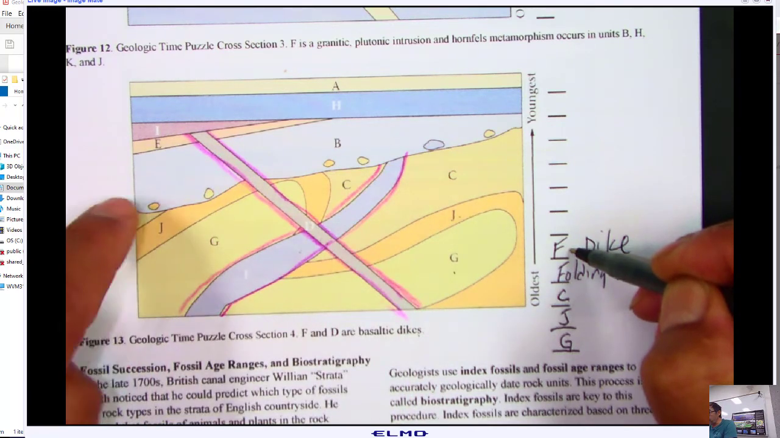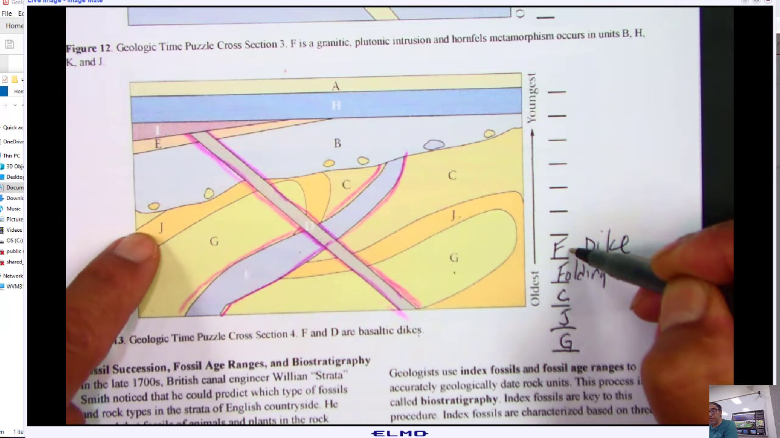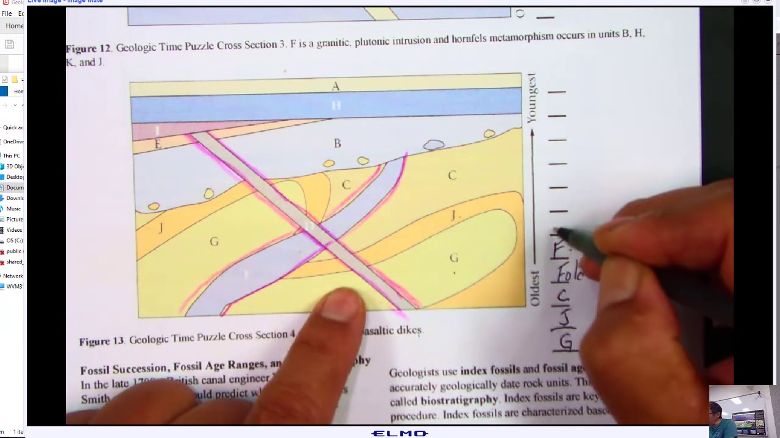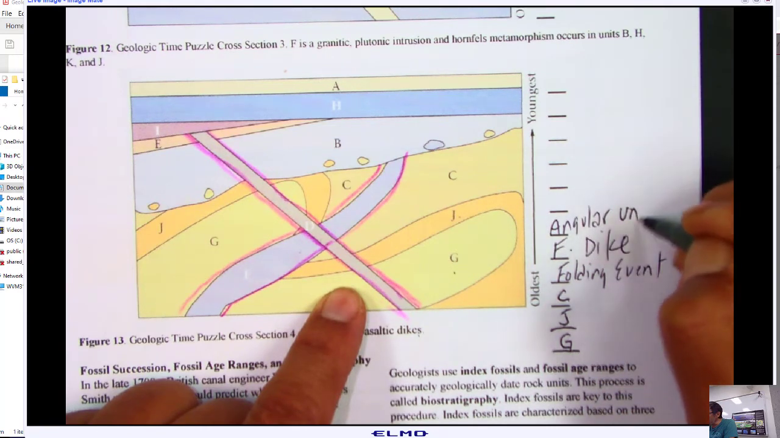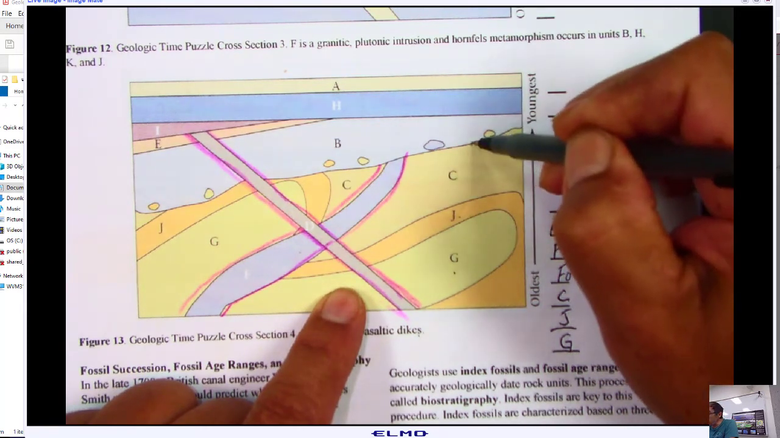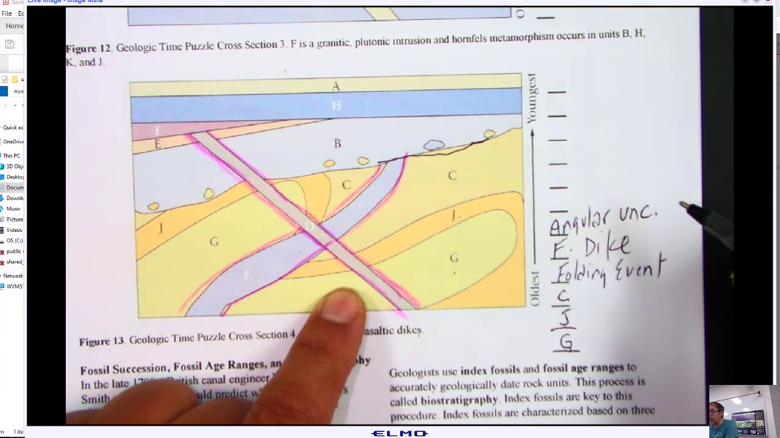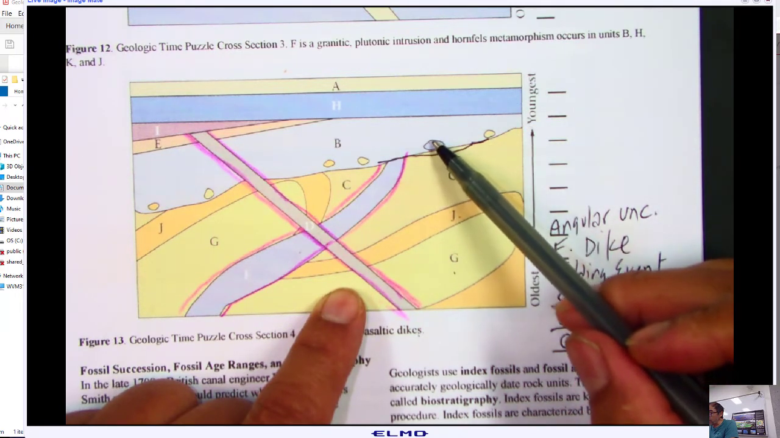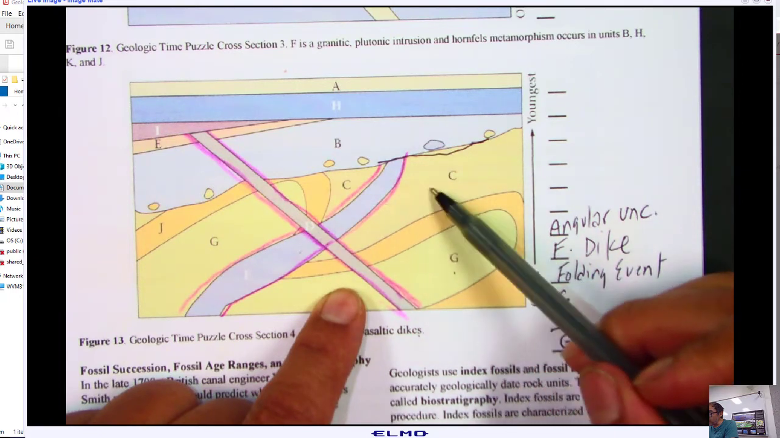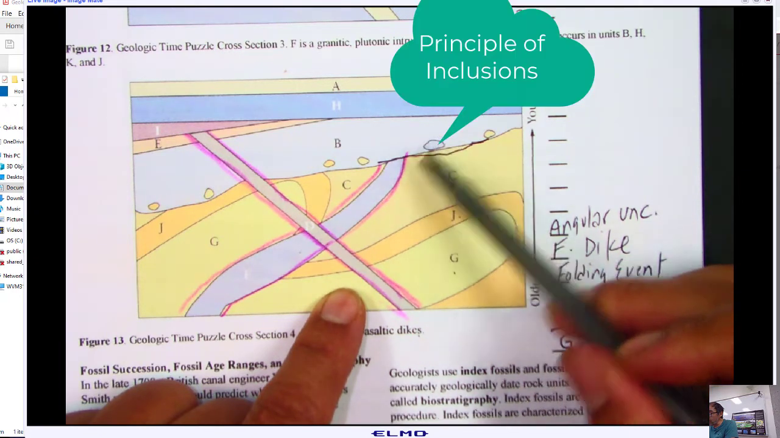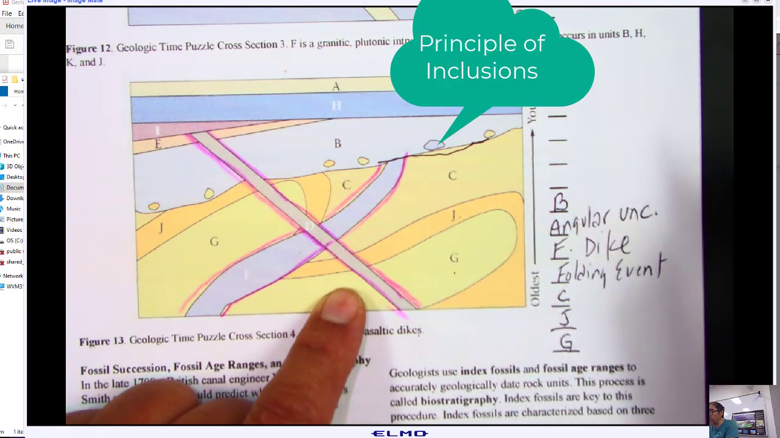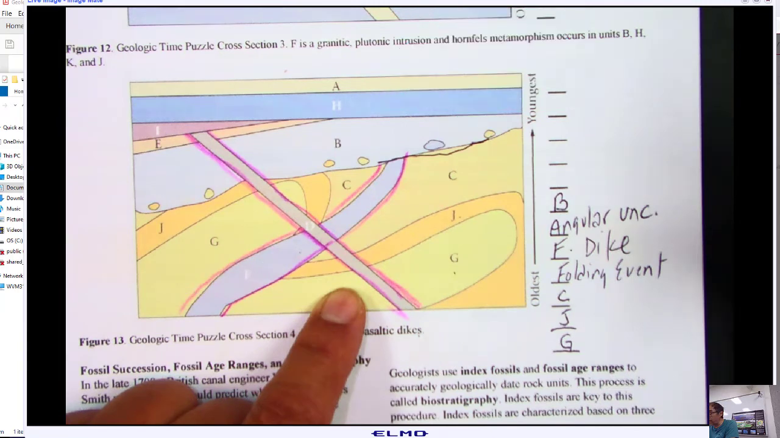And note that these layers, I, E, and B, are at a different angle than J, G, and C. So that's going to be an angular unconformity. Put U and C for unconformity. So that's the angular unconformity right there. Okay, so we just documented that. And then I see, based on the principle of inclusions, pieces of older rock, C and J, and even maybe some F included in B. So B is going to be the next younger unit based on the principle of inclusions and also the fact that it's on top, right?